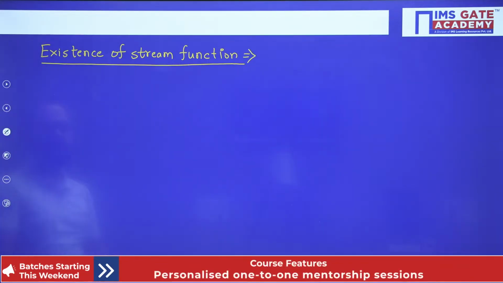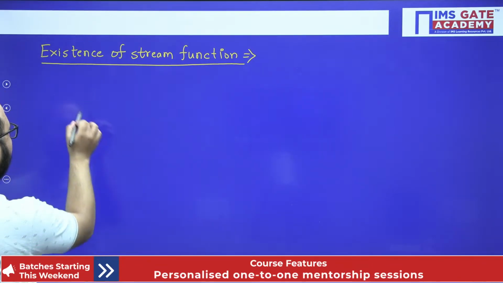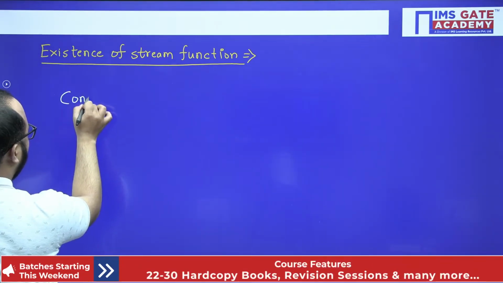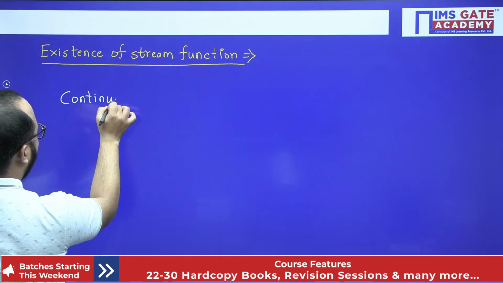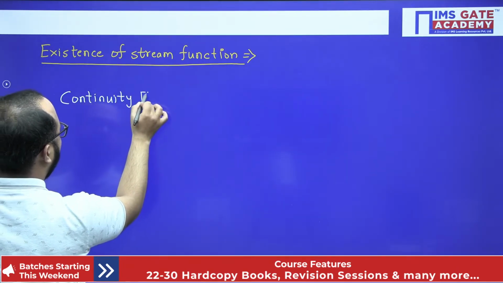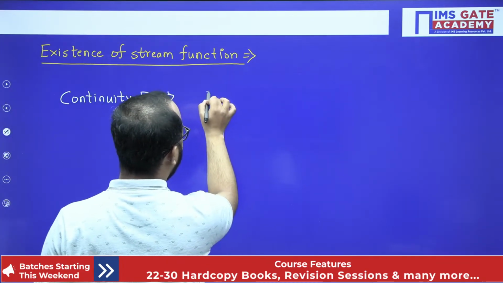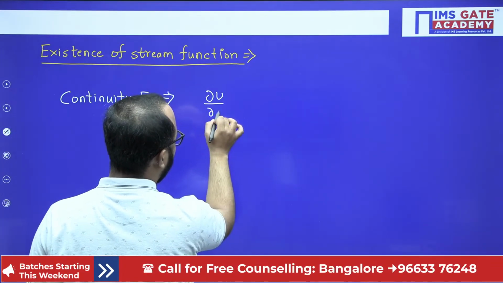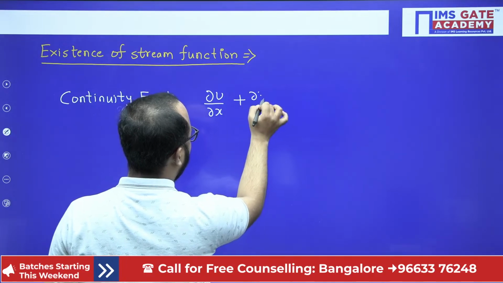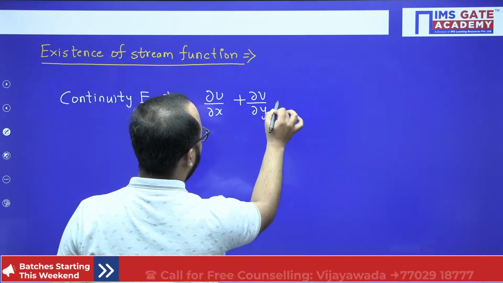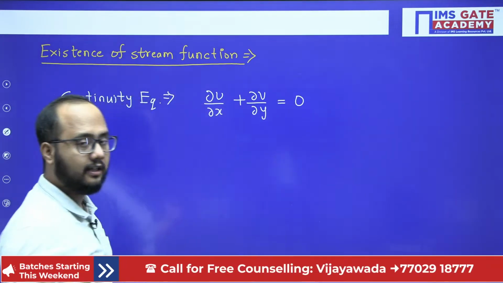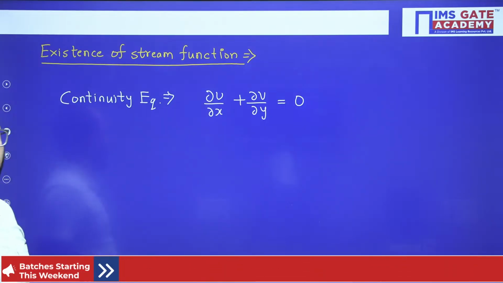Existence of stream function, right? Now see, we'll apply the continuity equation. Continuity equation will be what? ∂u/∂x + ∂v/∂y = 0. As we have already taken the 2D flow, the z component will not be there.